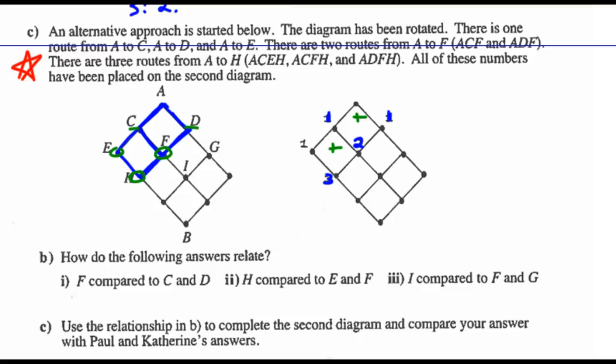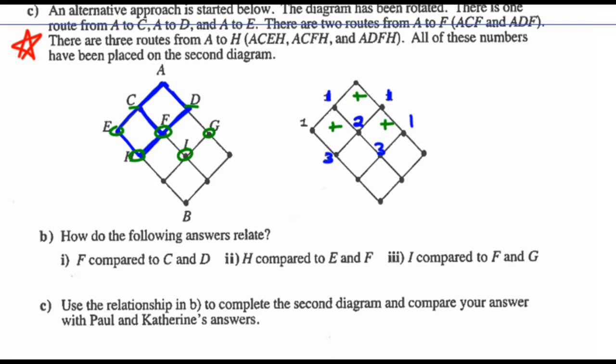I compared to F and G. How does I compare to F and G? Well, we haven't got to G yet, but we know going along the outside, there can only be one way to get to G. And if there are 2 ways to get to F, 2 plus 1 should give us 3 routes to I. Use this relationship to complete the second diagram and compare your answers with Paul and Catherine's answers.